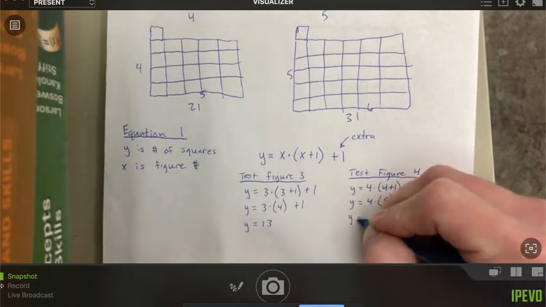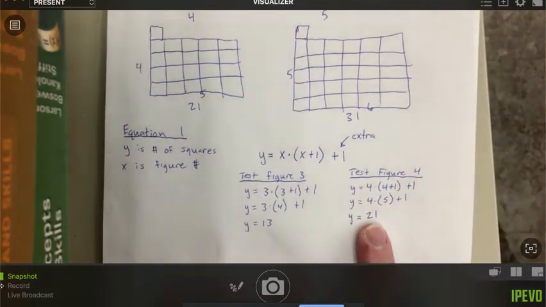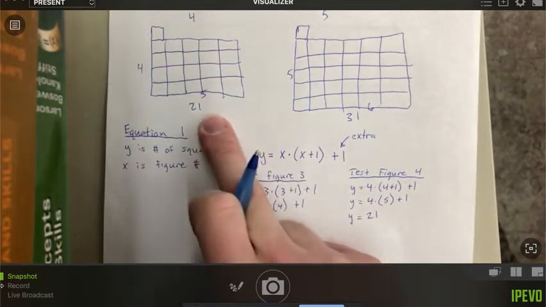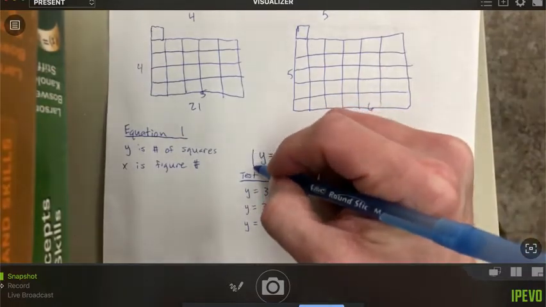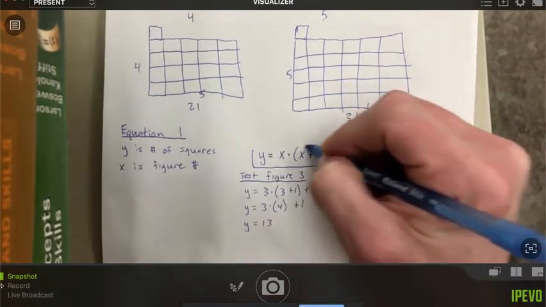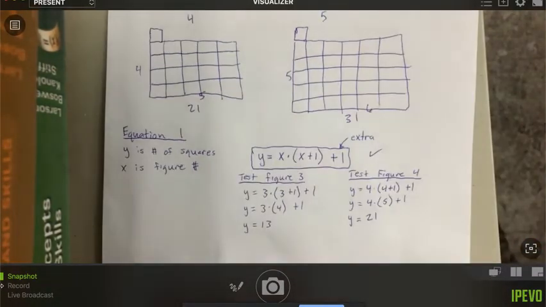And if we simplify that, that'll be 21 squares. Which figure 4 has 21 squares? We're good to go. So this equation is perfect.